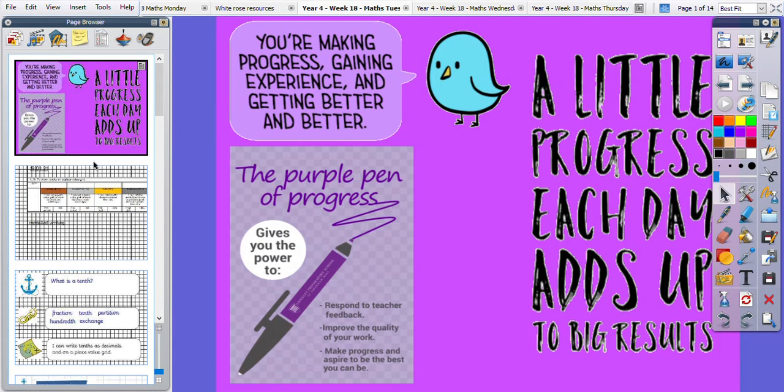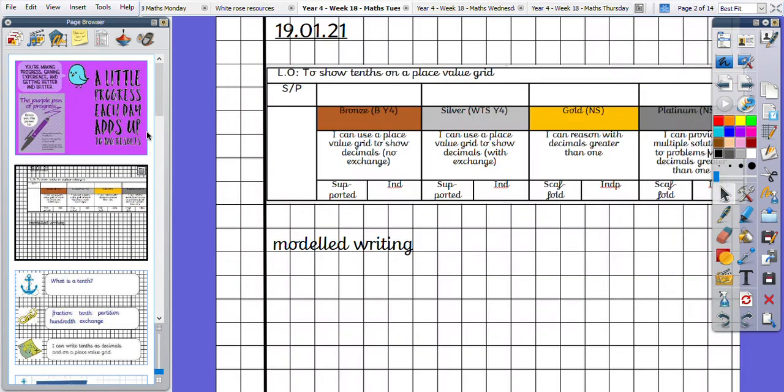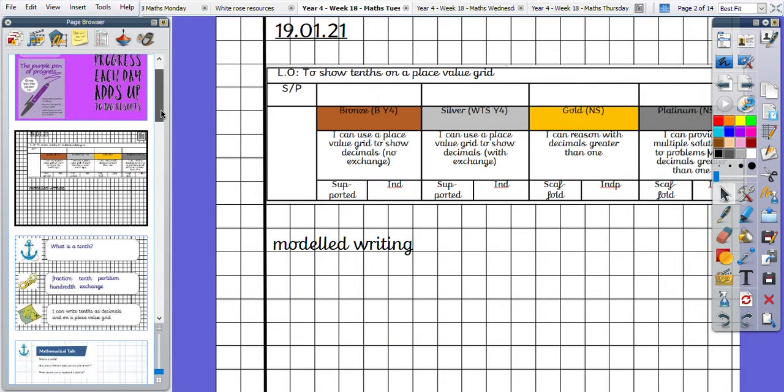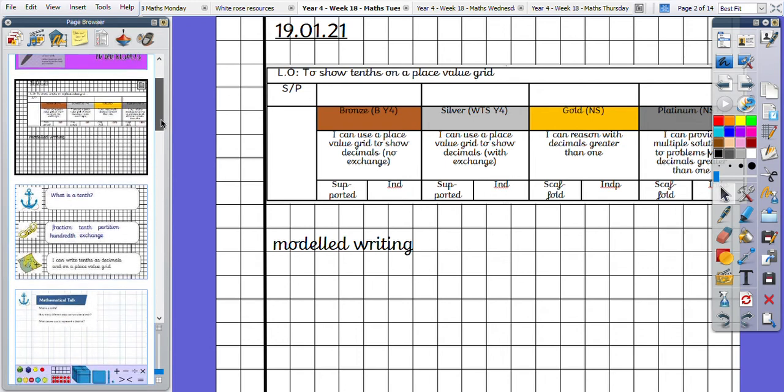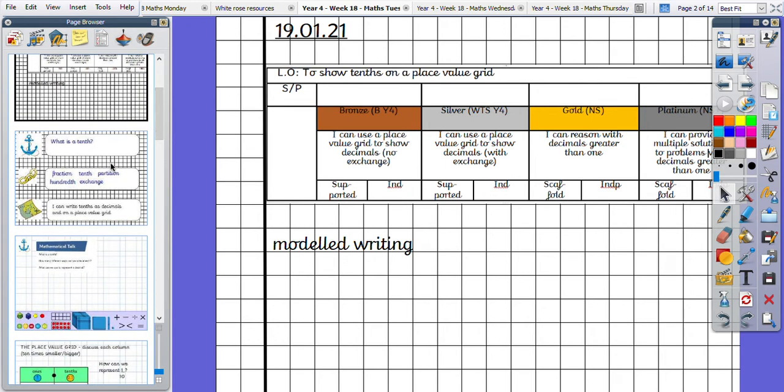Good morning, Year 4. Our maths today then, we are continuing to look at decimals, and today we're going to put them onto a place value grid. So we've already started to look at this in arithmetic this week, and we will continue in maths.